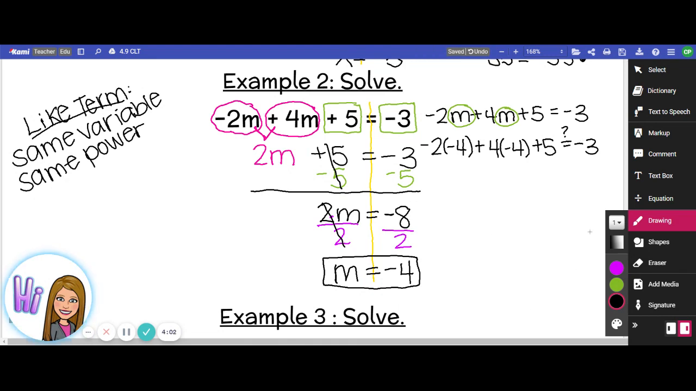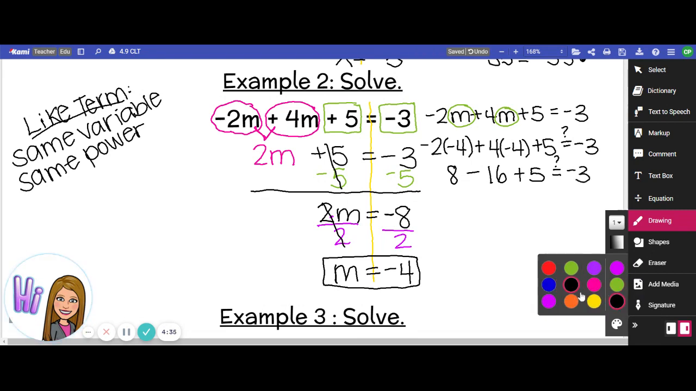So now we've got a bunch of simplification to do. So let's start with negative 2 times negative 4. A negative times a negative makes a positive, and 2 times 4 is 8. So I've got positive 8. Then I've got positive 4 times negative 4. So a positive times a negative makes a negative. And then 4 times 4 is 16. Bringing down my plus 5, my question mark equals sign.